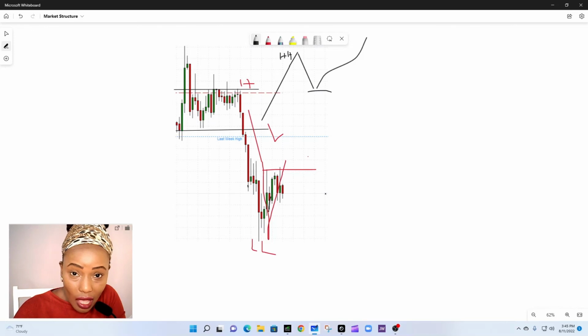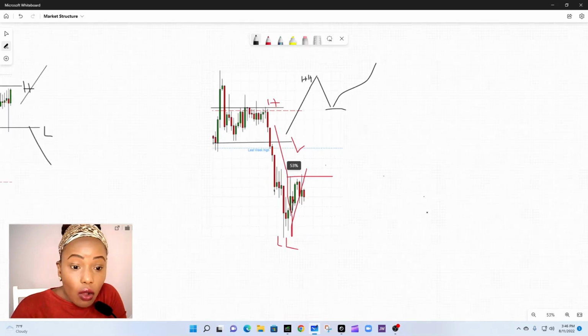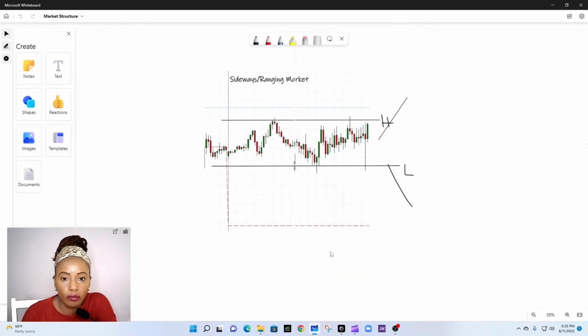Just draw the high, draw the low, wait for the market to break out of that tight range, then wait for a retest. If it breaks out to the higher side, wait for a discounted price to buy. If it breaks out to the lower side, wait for a premium area to sell, and you maximize your profits. So basically, that's how you do market analysis.